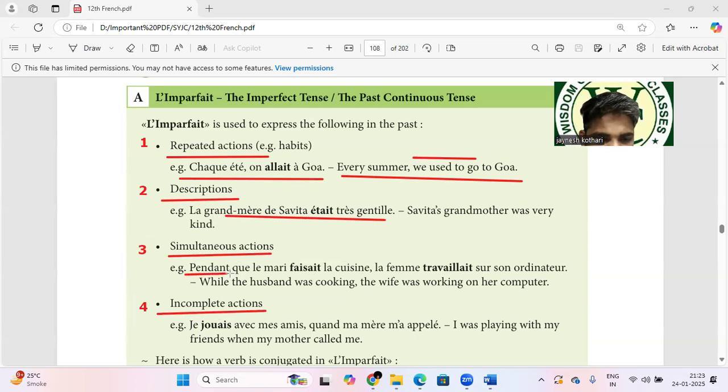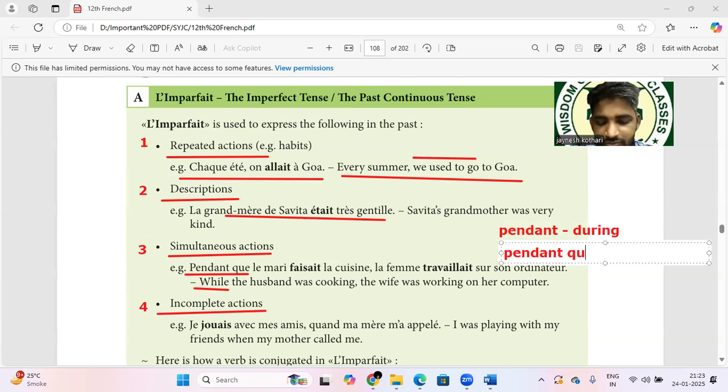For example, pendant is a very important word. What is the meaning of pendant? During. We already know, students. Pendant means during, right? So now pendant que means while. Look at the difference, okay? So while the husband was cooking, mother was working on her computer. Fine.